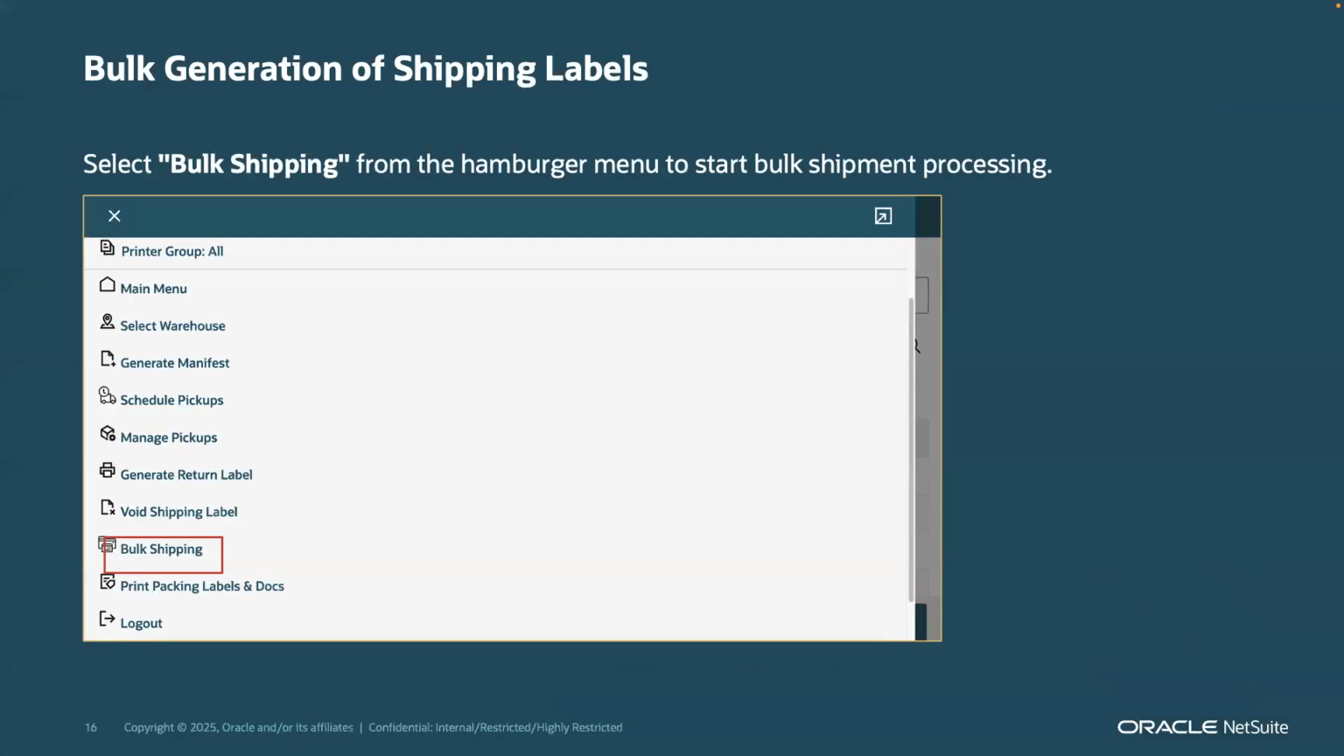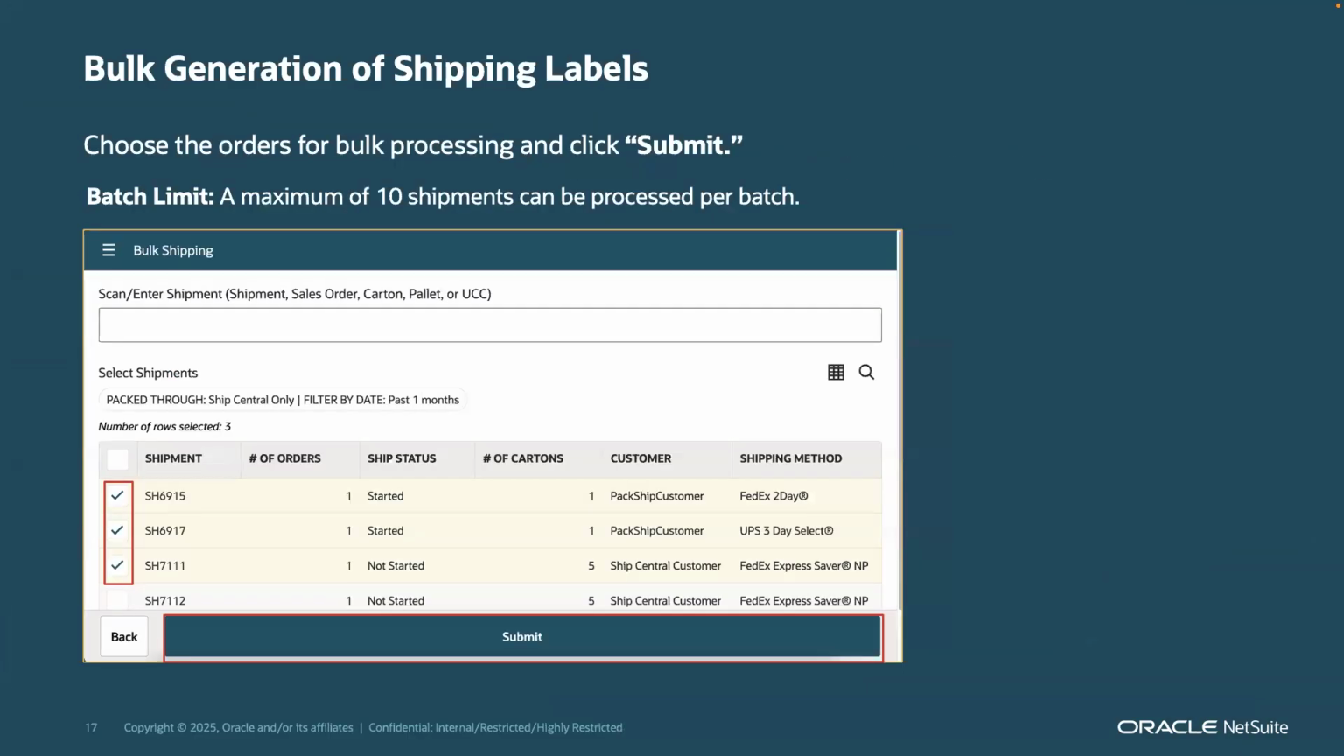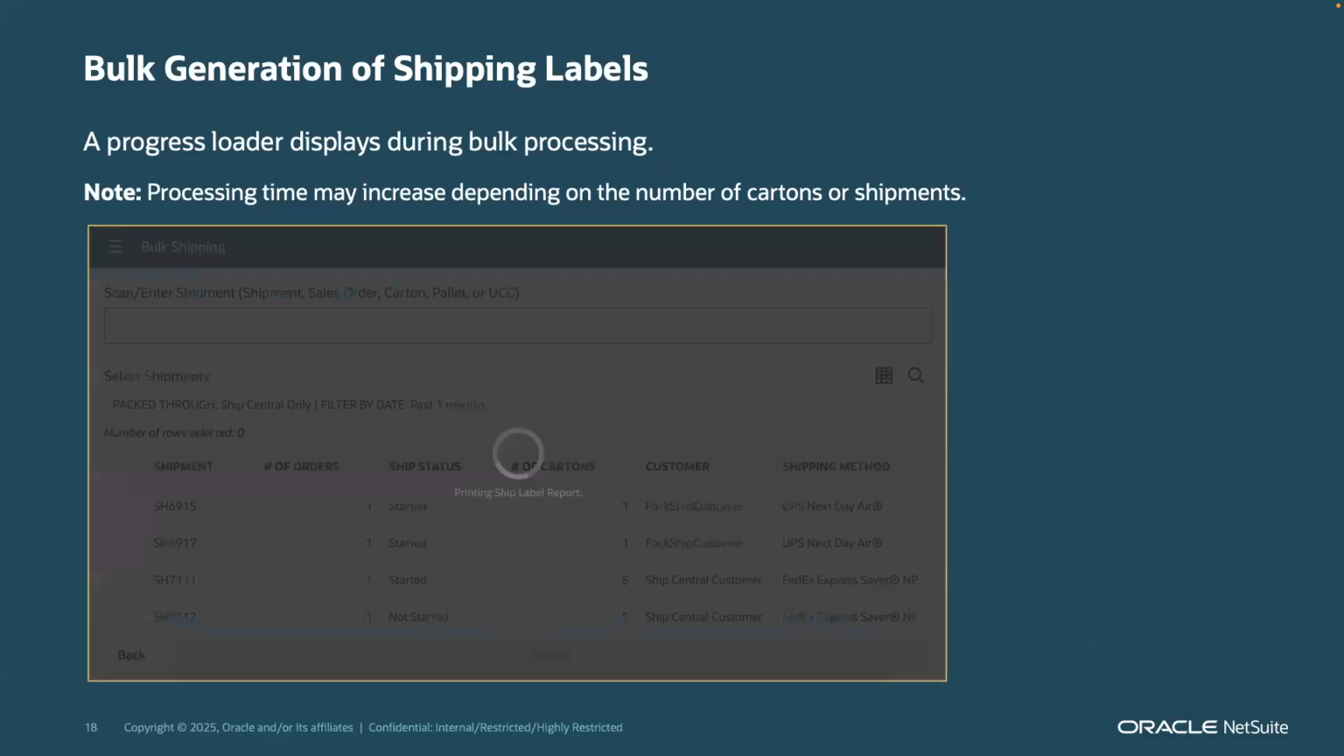To use it, select Bulk Shipping from the menu. This launches the bulk shipment processing flow. Next, choose the orders you want to process, then click Submit. Remember, you can process up to 10 shipments per batch for balancing speed and performance.